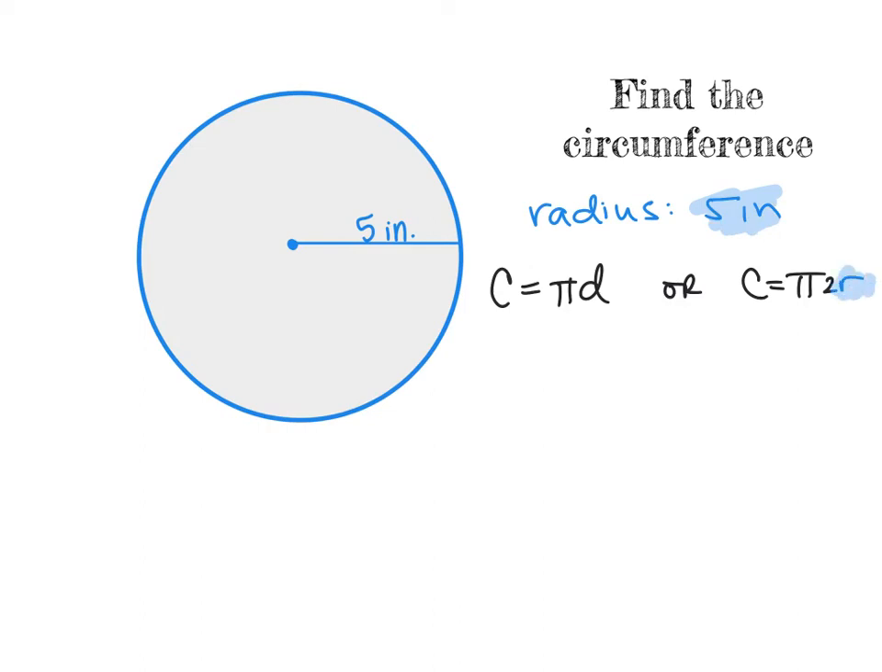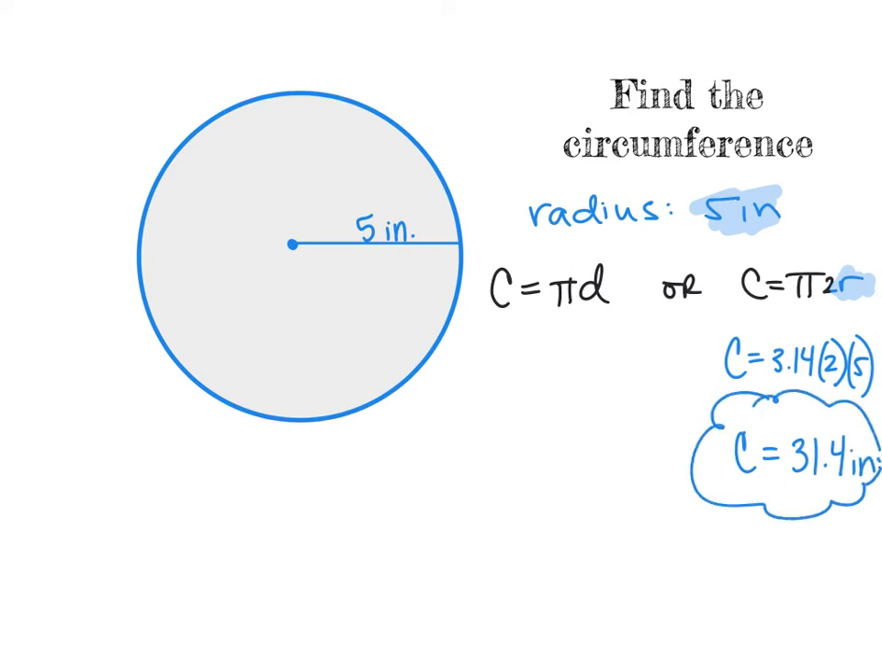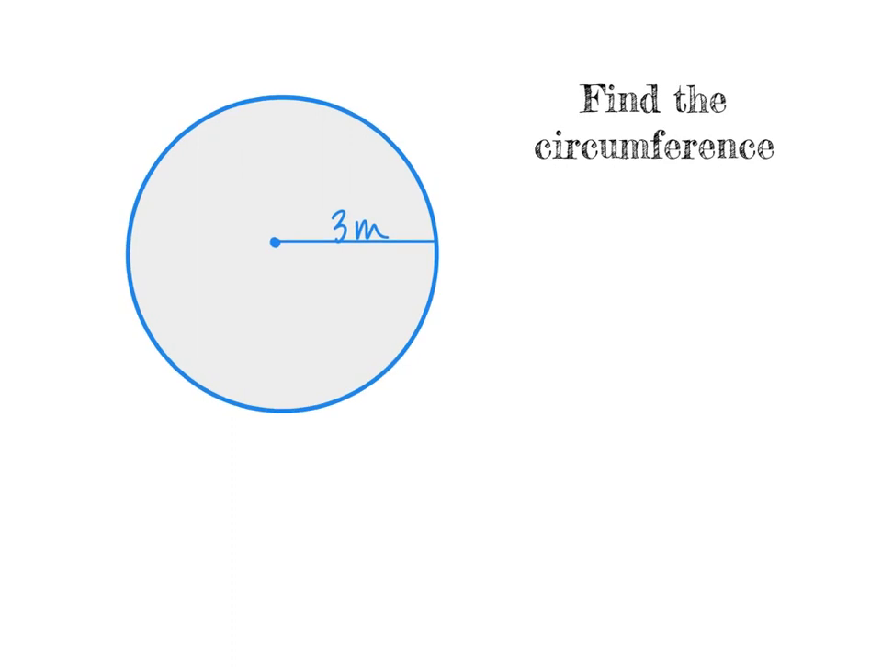If I plug in what I know, the circumference is equal to 3.14 times 2 times my radius, which is 5. When I calculate that through, I get circumference is equal to 31.4 inches. If you want to try this problem on your own, go ahead and pause the video, try it on your own, then replay to see if you got it correct.